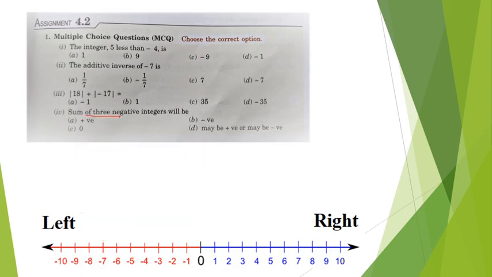Now the last question. The sum of 3 negative integers. The sum of any number of negative integers is always negative. So answer B is correct. Whether you do the sum of 2 negative integers, 3 negative integers or 4 or 5 negative integers, the answer will always be negative. That's it.